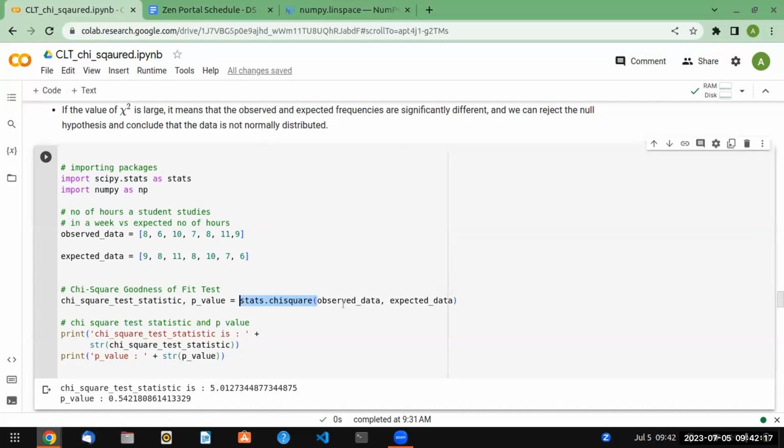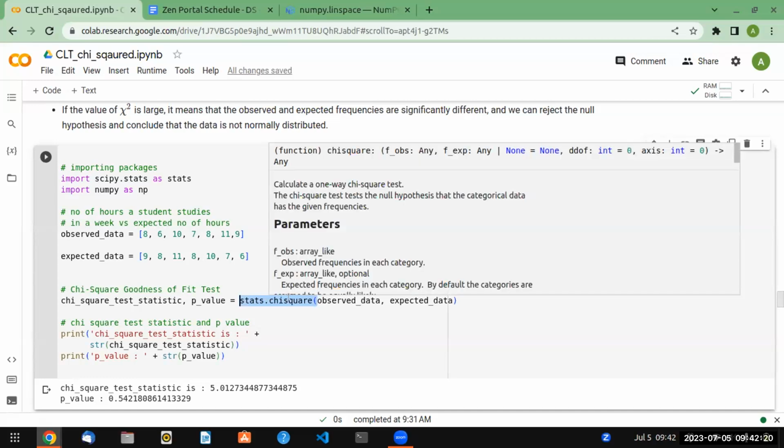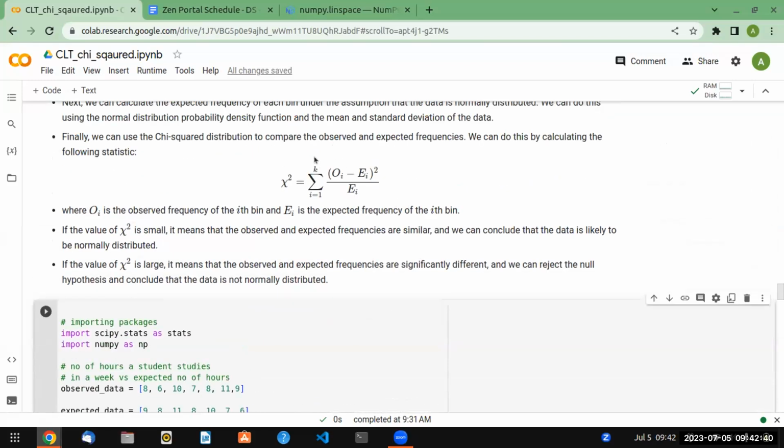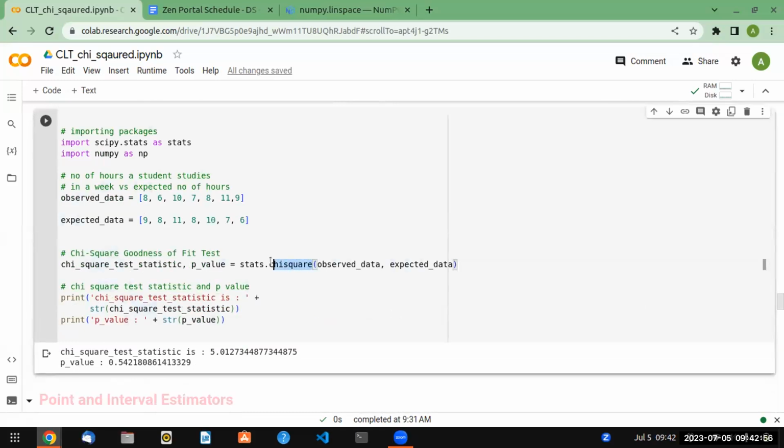Two parameters: observed data and expected data. So the order should also be the same, right, guys? If I change the order, will there be any difference? Yes. Look at the mathematical formula here. The numerator will not change, but in the denominator we are taking only the expected frequency. So it is always the expected frequency. See guys, this is the mathematical formula, and it is already implemented in this function.